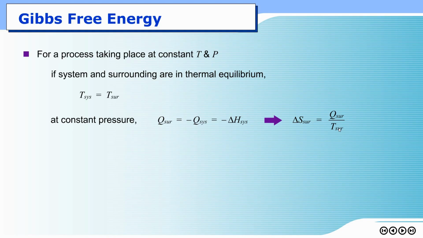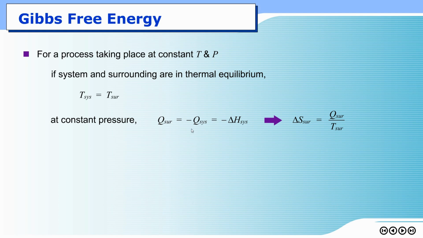that normally we can assume that the surroundings are very, very large. The temperature of the surroundings is not changing, and the process of heat transfer into the surroundings or from the surroundings to the system is usually very slow and can be considered reversible. So under the definition of entropy change, we can use this amount of heat as the reversible heat.